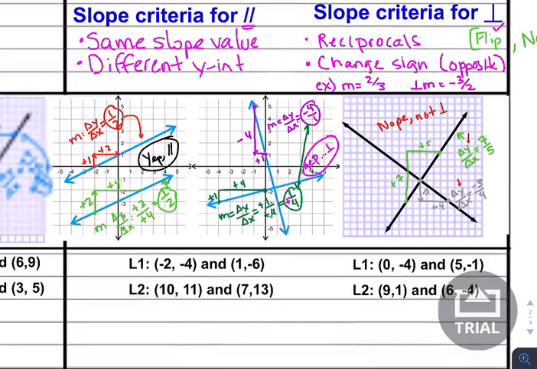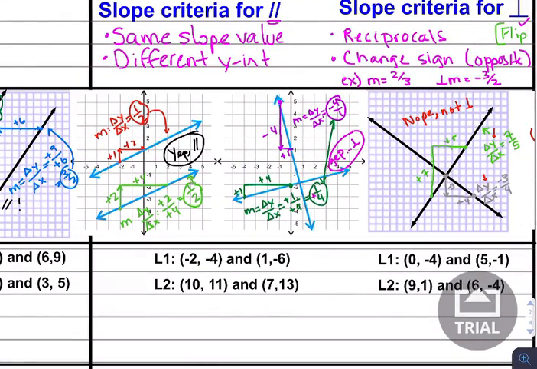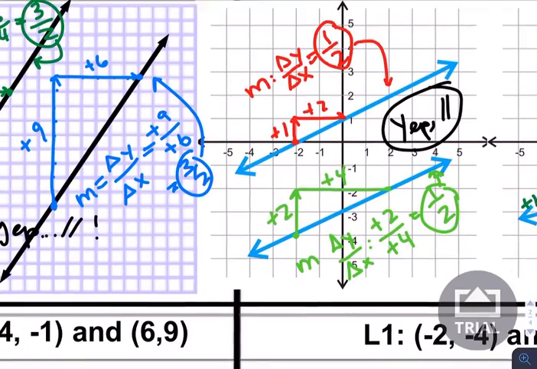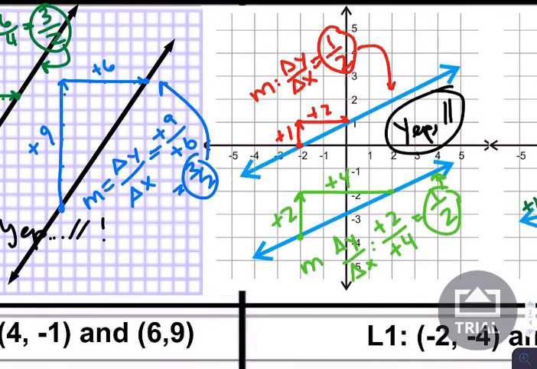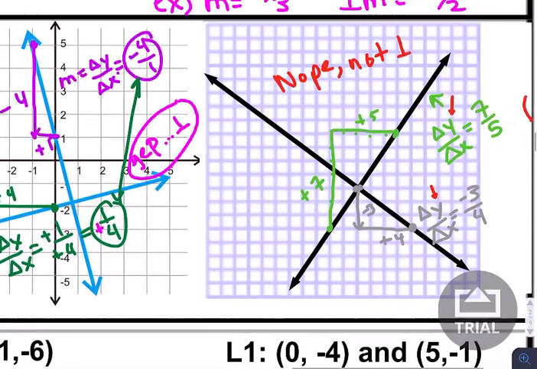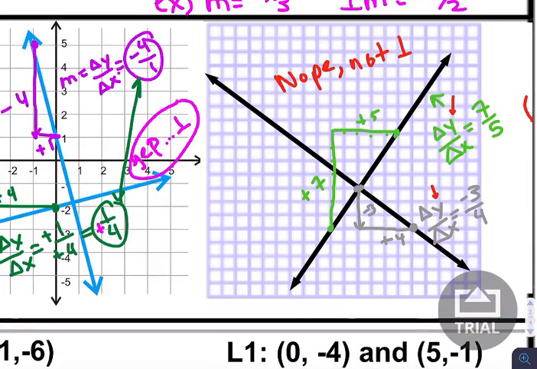And so this becomes a check for us. It's not an absolute, but it's a check. As long as the slopes are the same, we can say they're parallel. If the slopes are different, obviously we can't say they're parallel. And if the slopes are perfectly flipped and negated, so flipped over and the sign changes from positive to negative or negative to positive, then we can say they're perpendicular. If not, well, they can't.